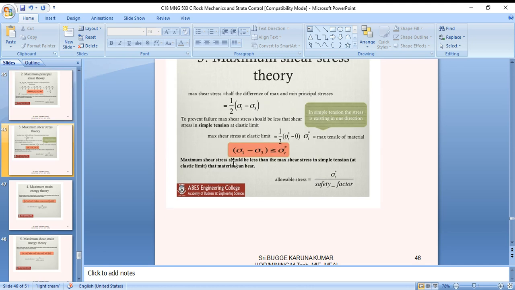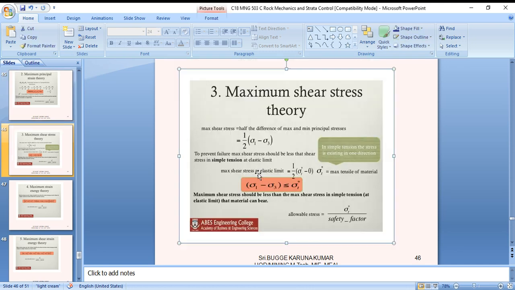Similarly, this is the maximum shear stress theory. Maximum shear stress is equal to half of the difference of the maximum and minimum principal stress. In simple tension, the stress exists in one direction only. To prevent failure, the maximum shear stress should be less than the shear stress in simple tension at the elastic limit.